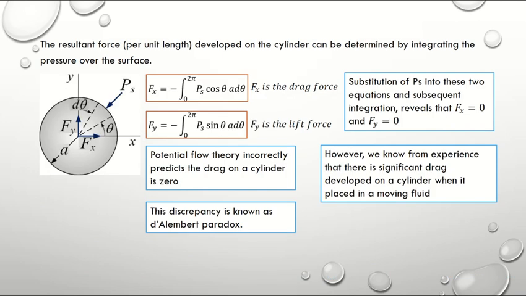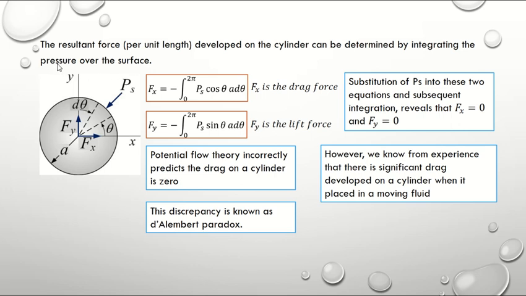Okay, so when we obtain the pressure, we can also obtain the resultant force. Basically, for the resultant force on the surface of the body, we are interested in determining the drag force and also the lift force. The resultant force per unit length developed on the cylinder can be determined by integrating the pressure over the surface.